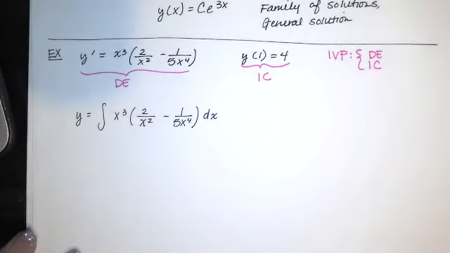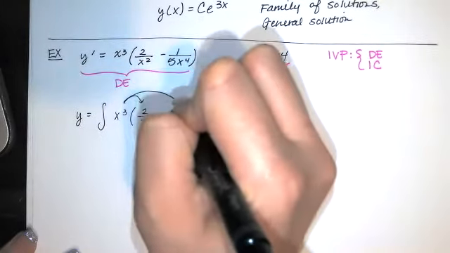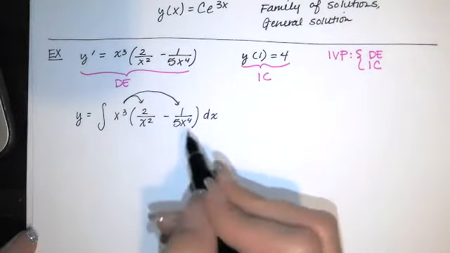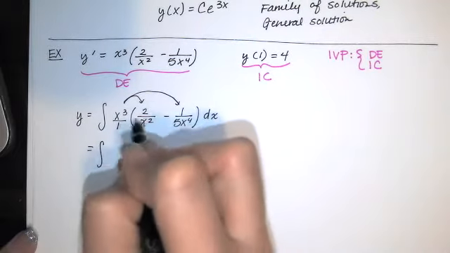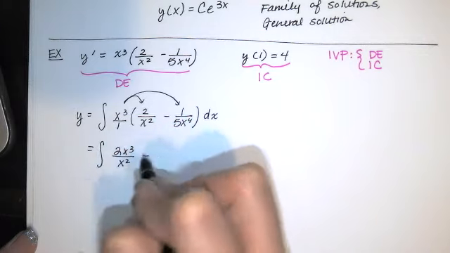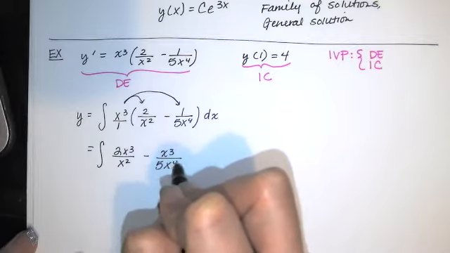Now, I don't have a product rule for antiderivatives, not yet. So we've got to simplify this. One way that I would simplify this is to just distribute the x cubed. You can think of that as an x cubed over 1 if you prefer. If you multiply straight across, you get 2x cubed over x squared. Over here, we're going to have x cubed over 5x to the fourth.